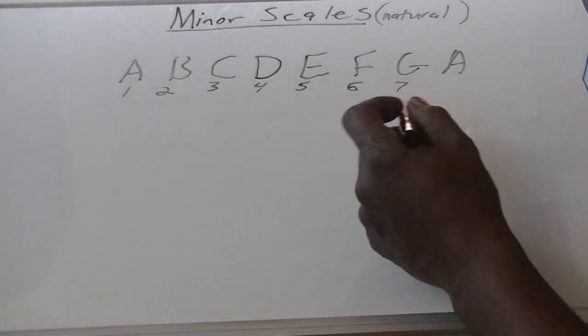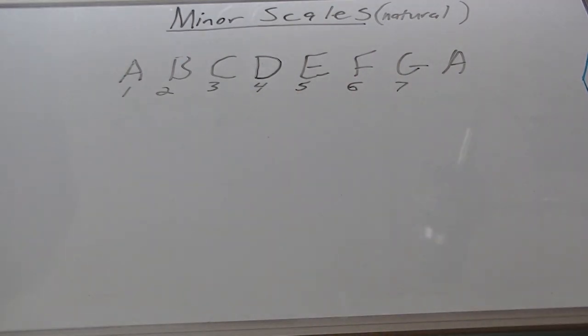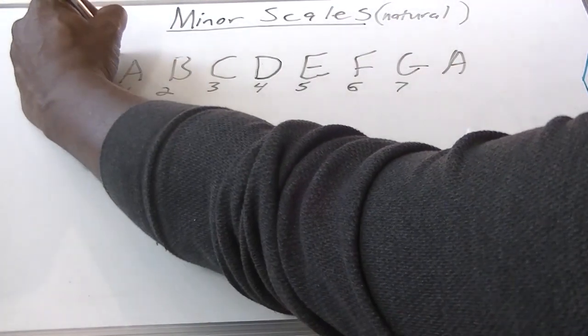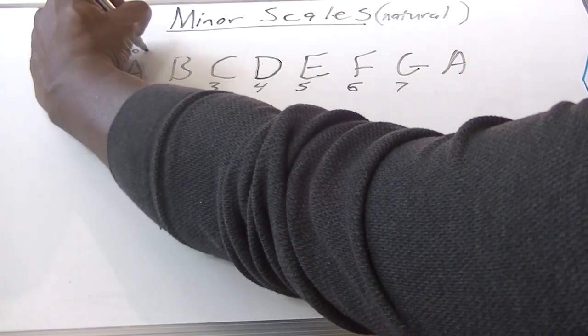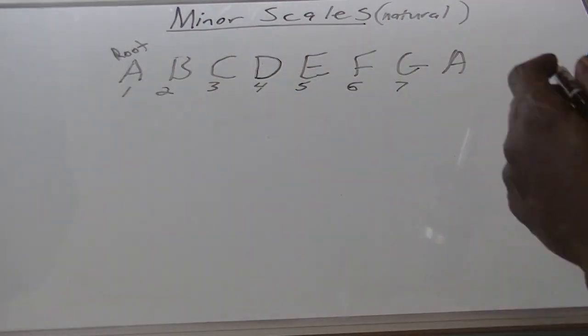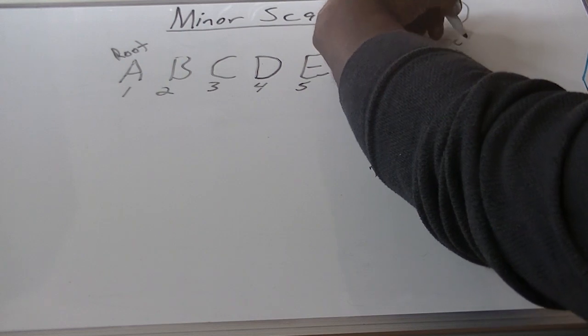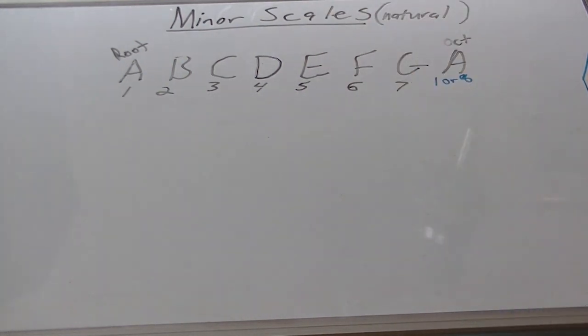I have the notes of the scale numbered, and A is the root note of the scale, so I'm going to go ahead and write that in there. Also, this A here is an octave to the root. So now we have our A minor scale.